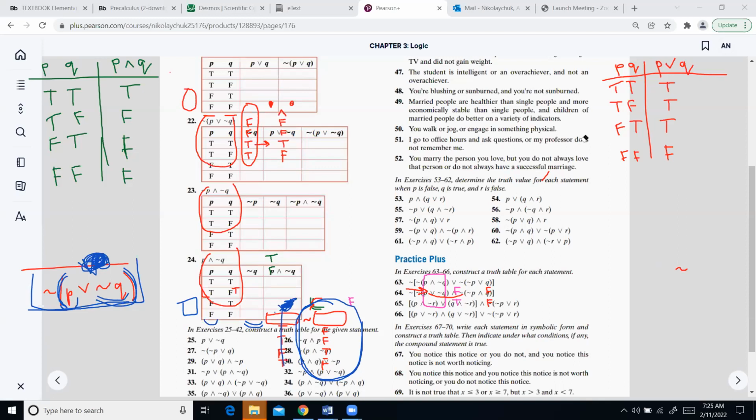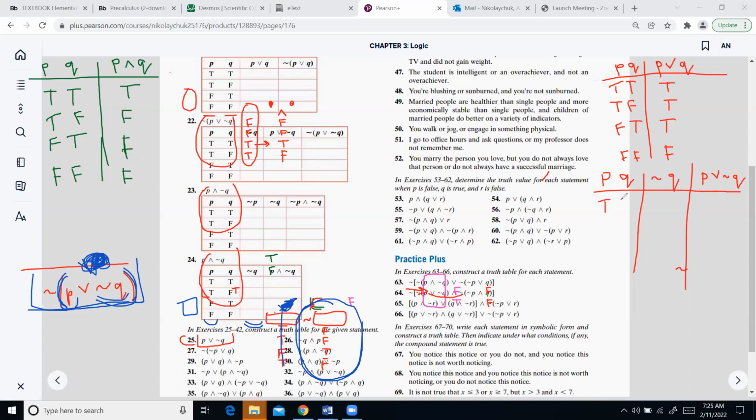So number 25 is asking you to deal with P or not Q. So how can I produce that? Well, first of all, I noticed that P or not Q utilizes both P and not Q. So for that matter, I need to prepare myself for this. So I put both P and Q as usual. That's a standard start. Then I need to know what not Q is, because on my last step, I need to go with P or not Q. So this is how we start.